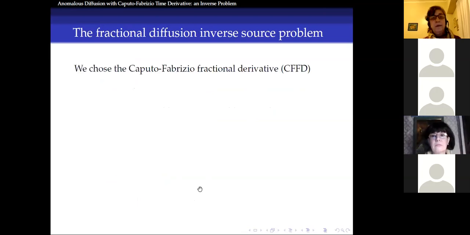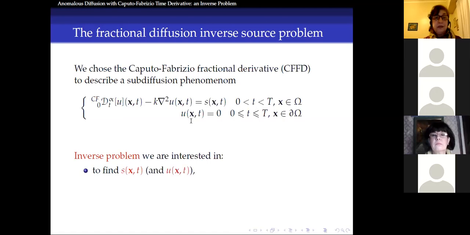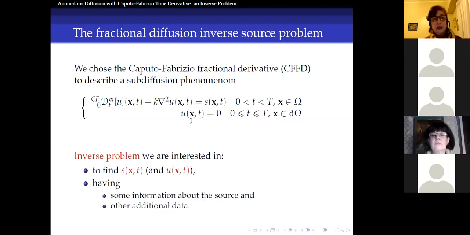We chose the Caputo-Fabrizio fractional derivative to describe a subdiffusion phenomenon. Here is the problem. We have the subdiffusion equation with a source and the boundary condition here. We are interested in an inverse problem. We want to find the source S and of course the concentration of particles. And the data are information about the source and other information that we will see.